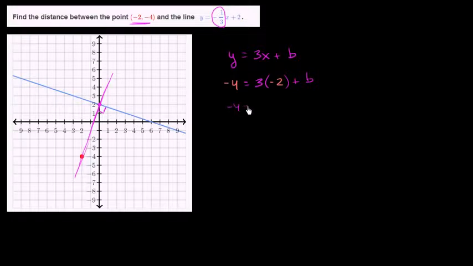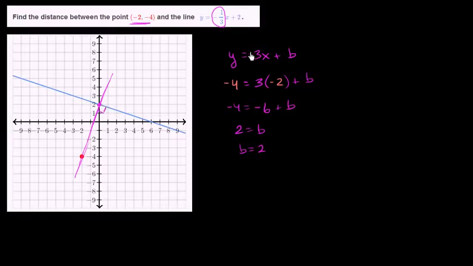We get negative 4 is equal to negative 6 plus b. Add 6 to both sides. You get 2 is equal to b, or b is equal to 2. So we were right. The y-intercept for the second line is at 2. So we immediately can eyeball, or we can verify, where they both intersect. They both intersect the y-axis at y equals 2. For both of these, when x is equal to 0, y is equal to 2.